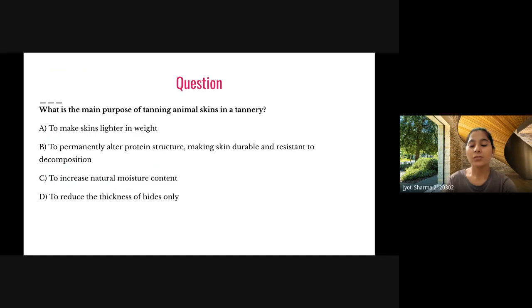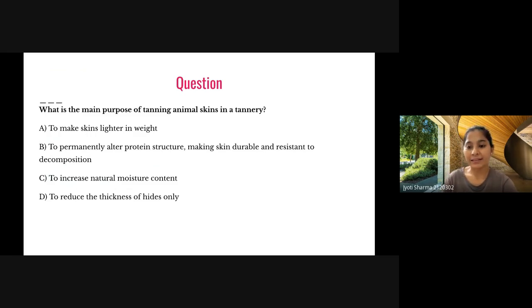Okay, so we have different steps for how we can manufacture this leather. In the remaining time we will learn how we can manufacture leather, or let's say a leather belt. We have multiple steps, so we have to understand those steps also. So the question is: what is the main purpose of tanning animal skin in the tanneries?